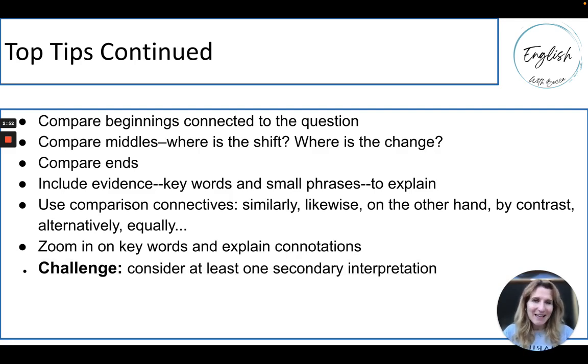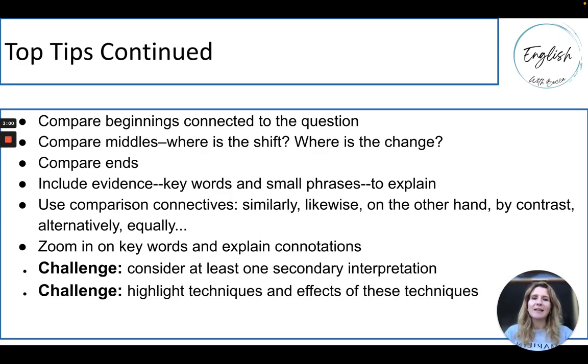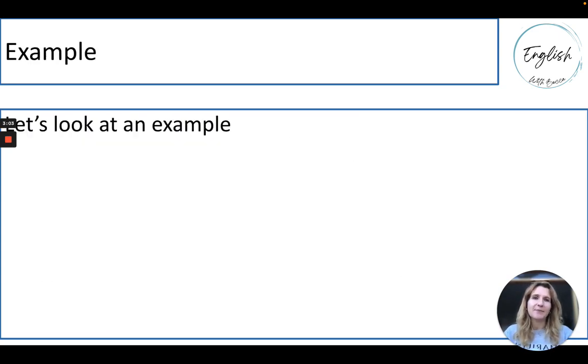Consider at least one secondary interpretation. If you get to the end and you still have a minute or two, just add, on the other hand, this might also suggest. Highlight techniques and effects of these techniques. Let's look at an example.